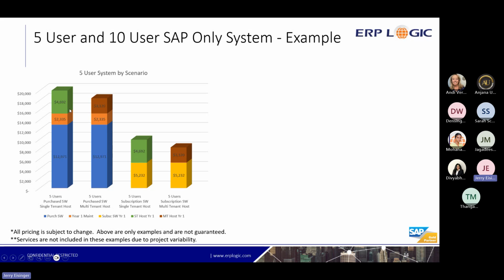Now, the same scenario going forward, year two, you're still going to have the annual maintenance, the 2335, and you're still going to have the hosting fees. But this down here, this 12,971, that was a one-time purchase, and you now own the software. So really, these two up here are the only recurring fees. The same thing in this scenario here.